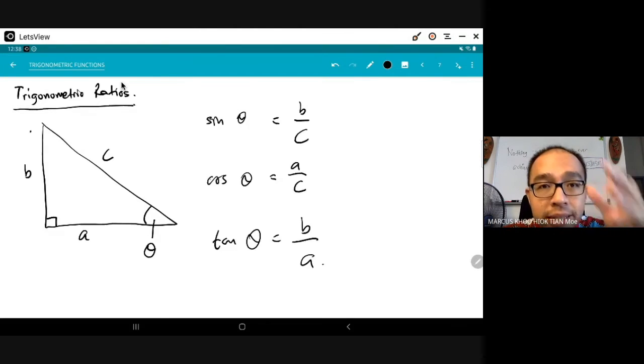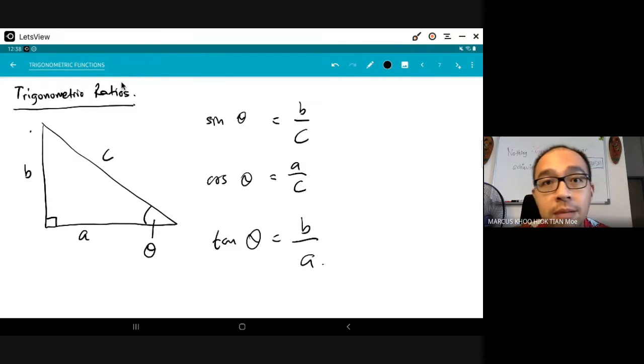The values of sin, cos, and tan are actually the ratio of two sides divided. For example, sine of this angle is B over C, this side over this side. And whatever way you use to memorize, you can use that.